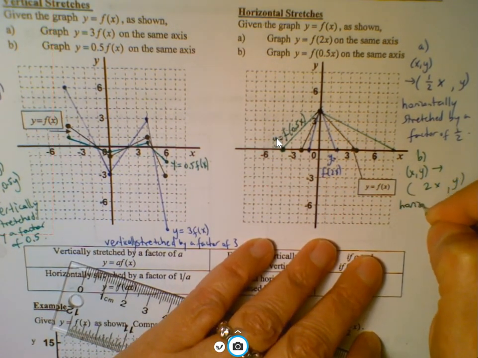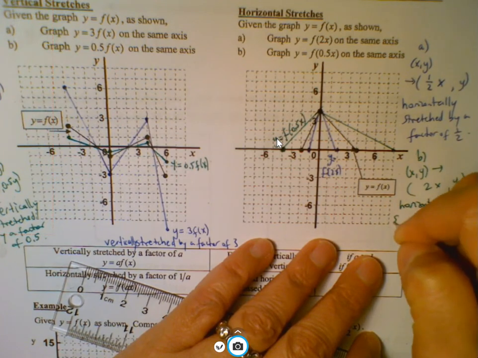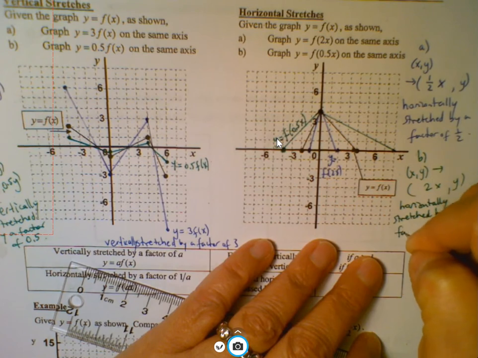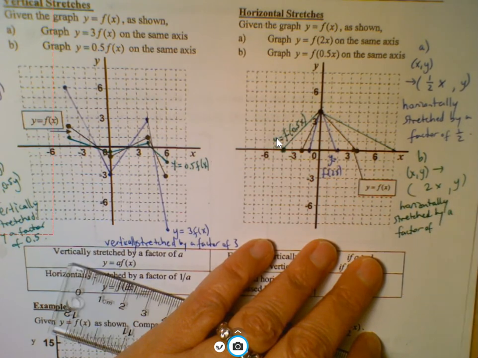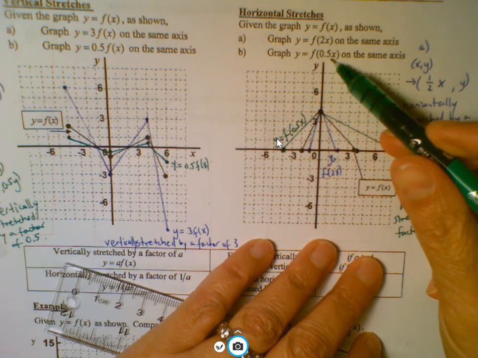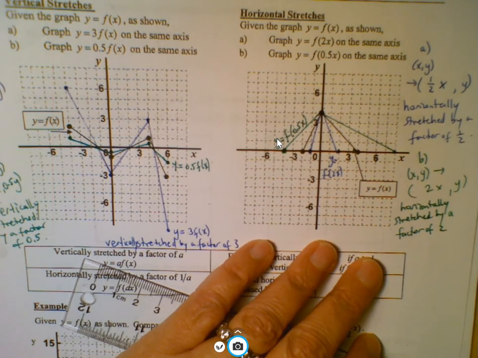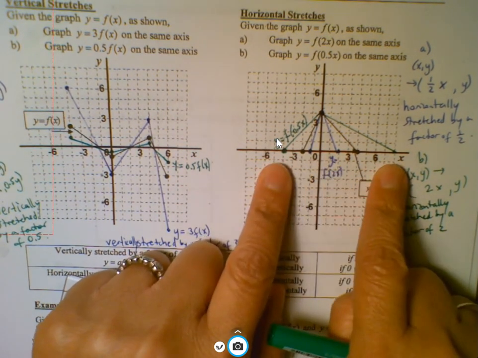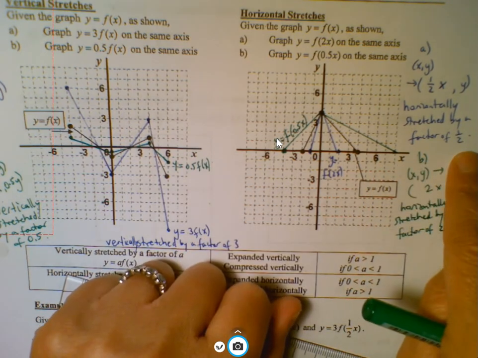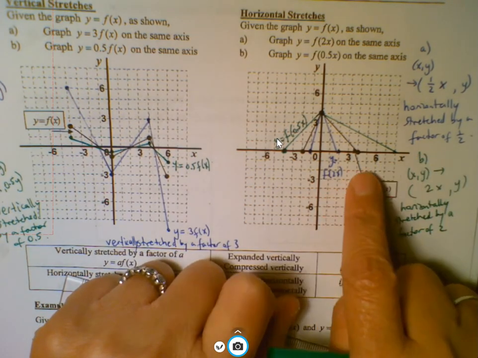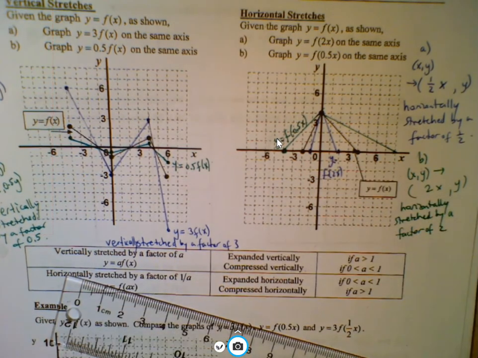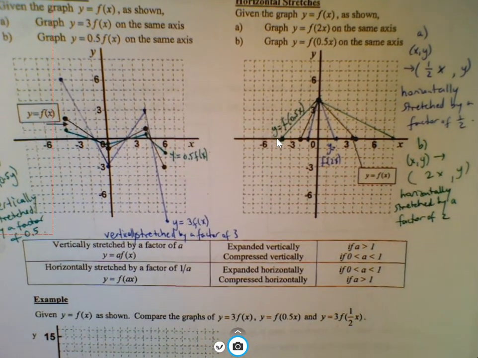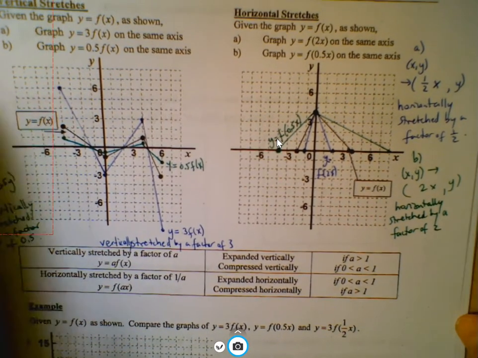So I'm going to say here horizontally stretched by a factor not of 1/2, not of 0.5, but 2, because they have been multiplied by 2. The x's have been multiplied by 2. Here, stretched by a factor of half means all the x's have been multiplied by half, which makes it look compressed. All right, so it's going to take a little bit of getting used to, I recognize that.